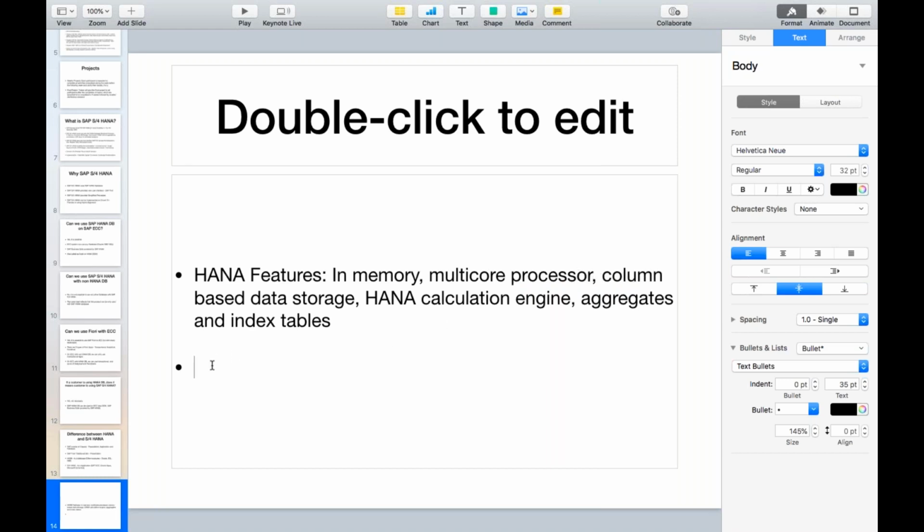And then we will discuss different deployment options. What are the different deployment options? We have on-premise, we have on cloud, or we have the option of hybrid. So we will discuss what are the differences in these three.